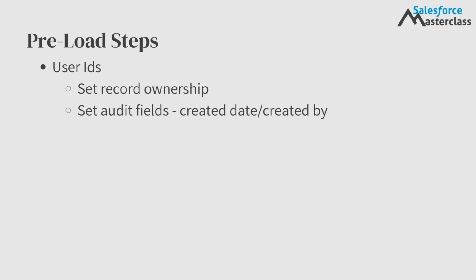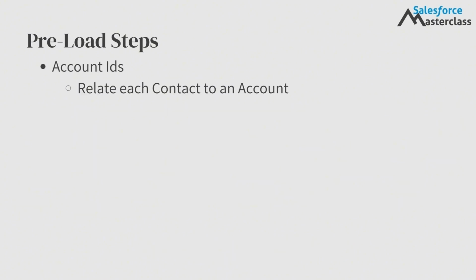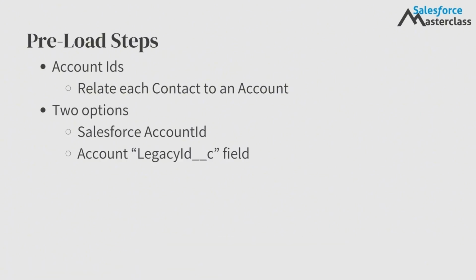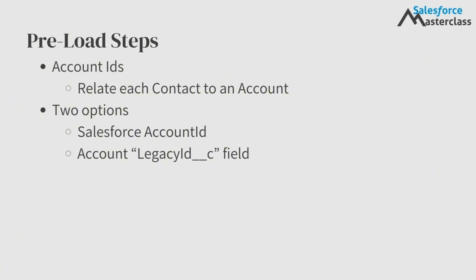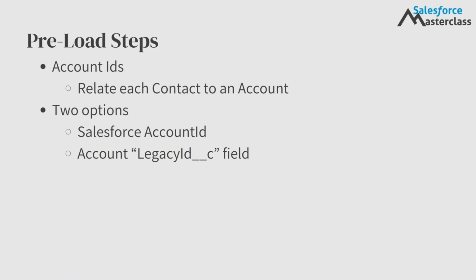Before you can insert your new contact records, there are a handful of preload steps to follow. The first of which is to make sure your user workbook is nearby, as you may want to reference user IDs when preparing your contact map. You will also want to have your account workbook nearby, as you may want to reference the account IDs created during the account insert. If every contact in your file has a related account, and each of those accounts has a legacy account ID that you loaded in the previous insert, then you can configure the data loader to map to this legacy ID during the contact load.